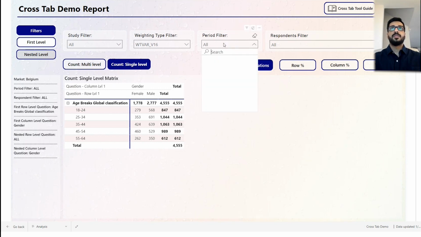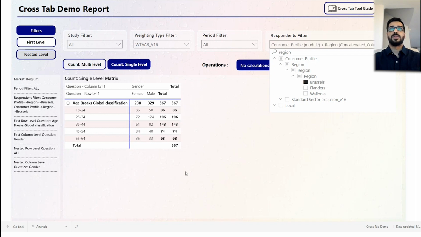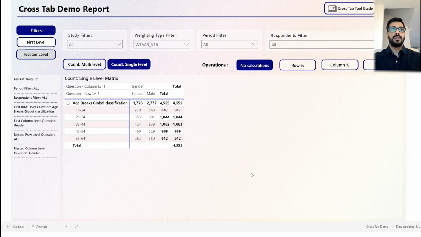For example, period filter can be used to select the quarter and year for which we want to see the data. Similarly, the respondents filter can be used to filter and restrict the responses to a specific region. So if I select Brussels, we can see the numbers changing here. For the sake of this demonstration, I'm going to leave it to the entire market and not filter it.